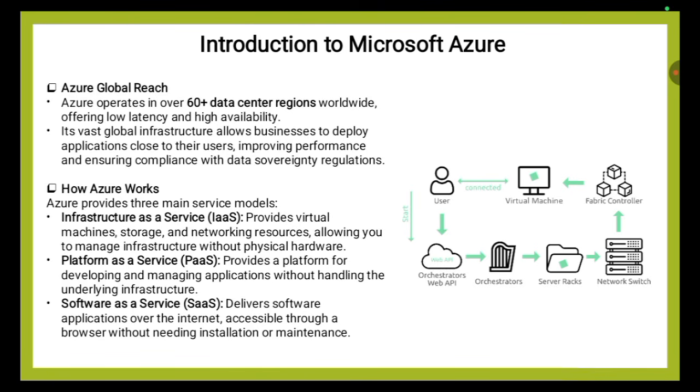The image illustrates how Azure works. A user connects to a virtual machine managed by the Fabric controller. The request starts with the orchestrator's web API, which directs it to orchestrators that manage server racks connected through a network switch. This system ensures smooth provisioning and management of cloud resources. So this is everything that can be said as per the details mentioned over here. Now we will move on to the next discussion part.